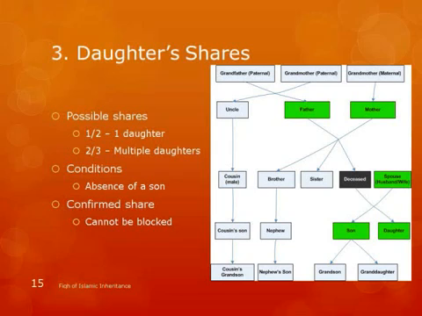So what is the prescribed share for the daughter? She gets half if there's just one daughter, and she gets 2/3 in case of multiple daughters. Looks like big numbers, right? But the condition here is that the son is not there. If the son is there, does she get money? Yes. She gets money, but she is not from the prescribed share.